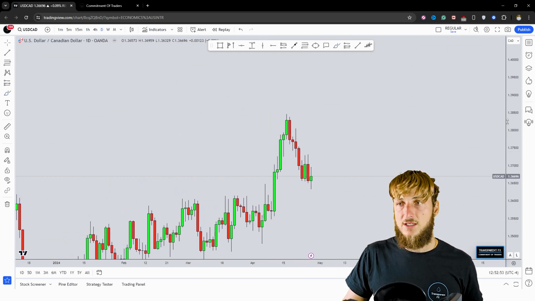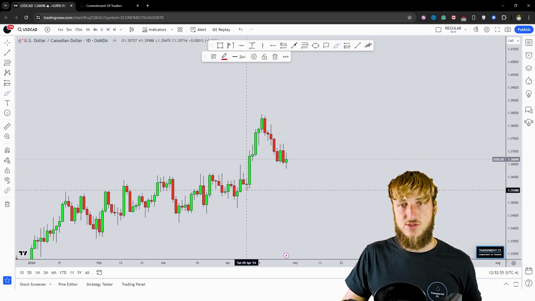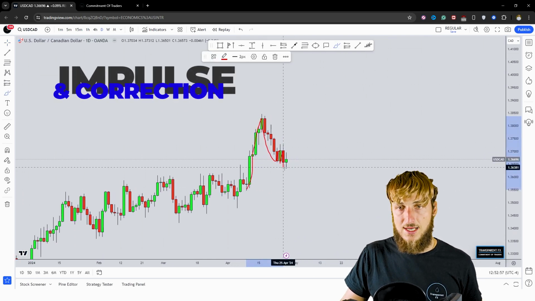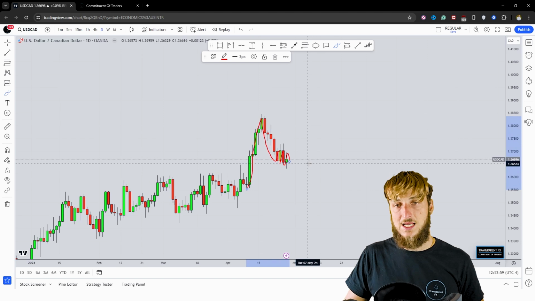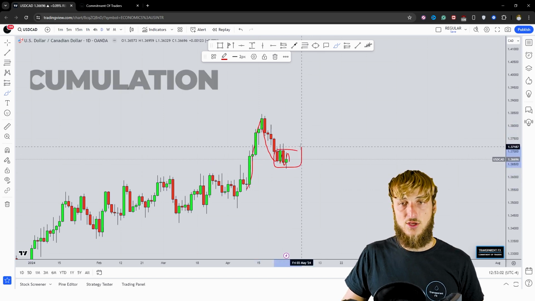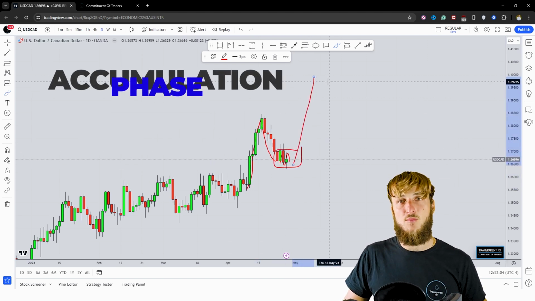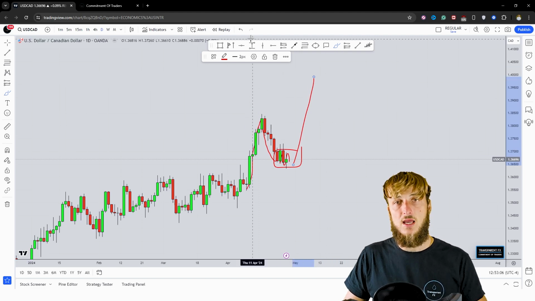Now, from a daily perspective, the situation is quite clear as well. We have a strong impulse followed by a correction. Now we're getting some sideways price action. Now, this could easily be an accumulation phase before a potential push to the upside. That is definitely a possibility.